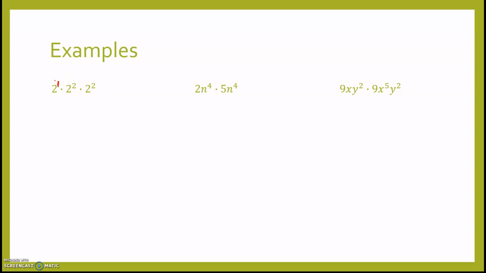They just don't write the 1. And you guys, if there's something that's left over with an exponent of 1, you do not write it. You just leave it without an exponent showing.